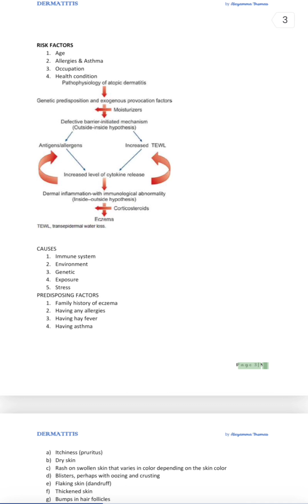Risk factors: 1. Age 2. Allergies and asthma 3. Occupation 4. Health condition.